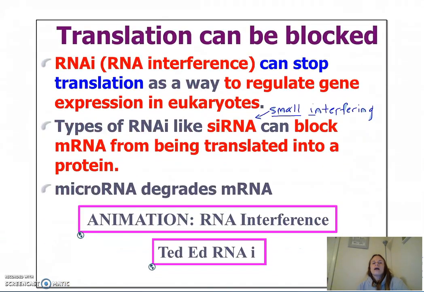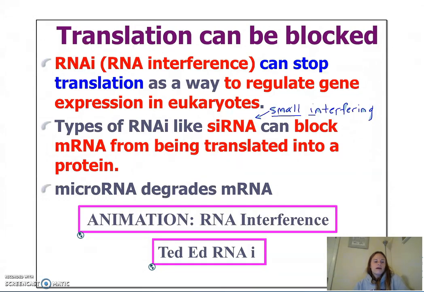Now, we can block translation. Why would we want to block translation? As a way of regulating gene expression. Well, why would we want to regulate gene expression? Well, let's say we have a gene that codes for a disease. We don't want to express that gene. We want to stop its expression.